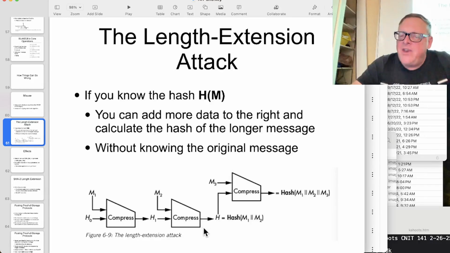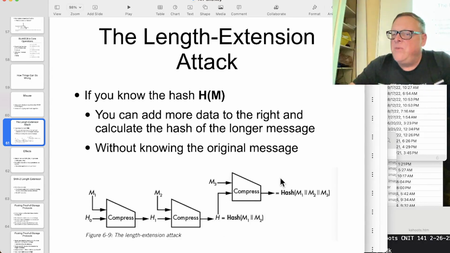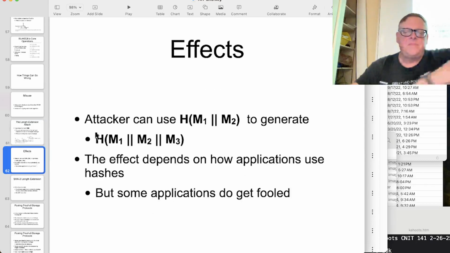If all I know is the hash of this message, but I don't know the original message, I do not know M1 and M2, but I know this hash value, I can still perform the operation to add more data to the end and predict the new hash from this hash value. I can transform the hash value of a shorter message into the hash value of a longer message with data added to the end because of the way this thing is constructed. That's called a length extension attack.